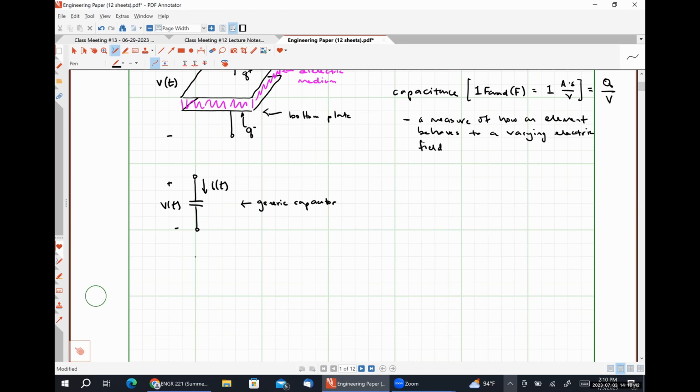You may also see this symbol used for capacitors as well. Technically, this symbol is only appropriate for what are called electrolytic capacitors.